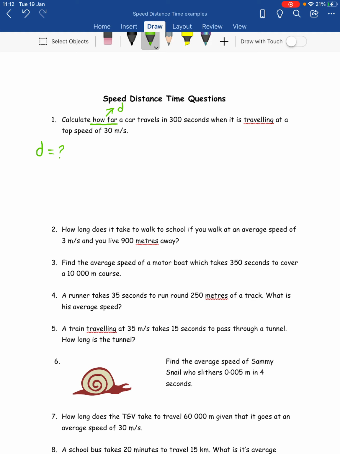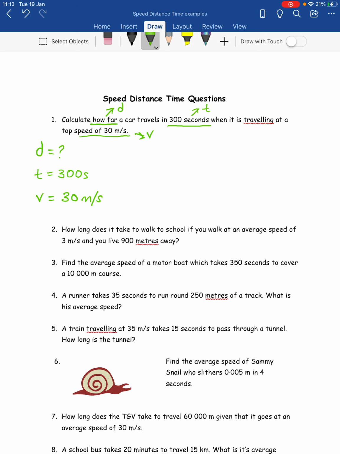We then go further along, how far the car travels in 300 seconds. That's going to be our time. So we're then going to put time down as 300 s for seconds. And finally it says a top speed of 30 metres per second. So we're going to put that down as our speed. So V for speed and 30 m/s for metres per second. So speed is in metres per second, time measured in seconds, distance is going to be measured in metres.